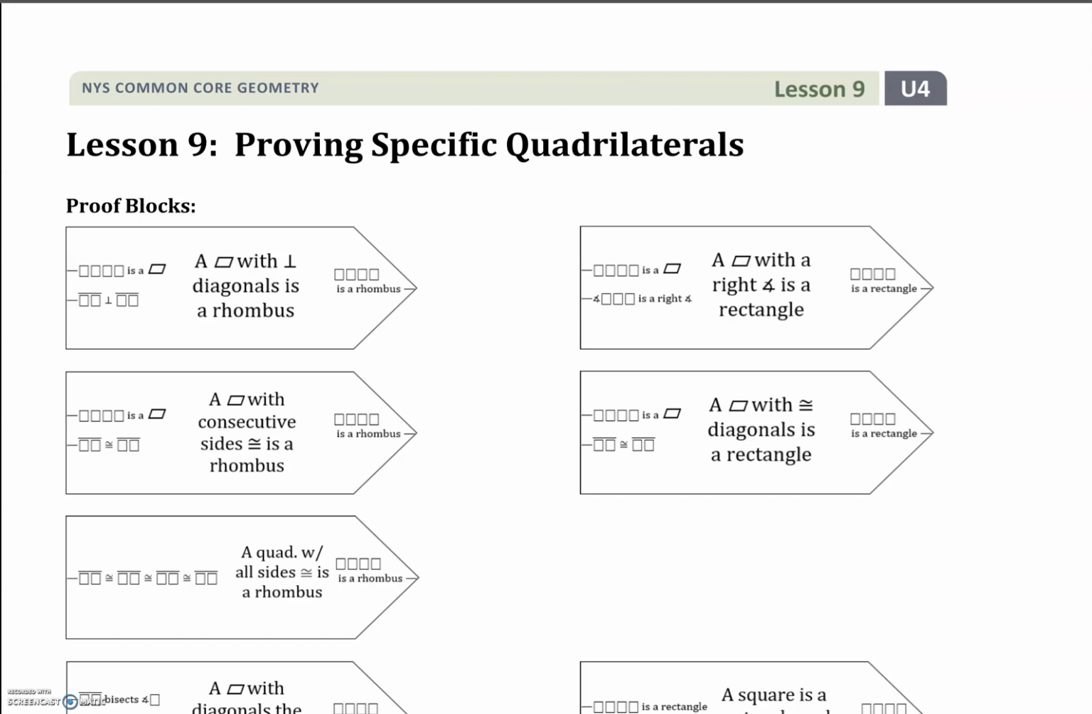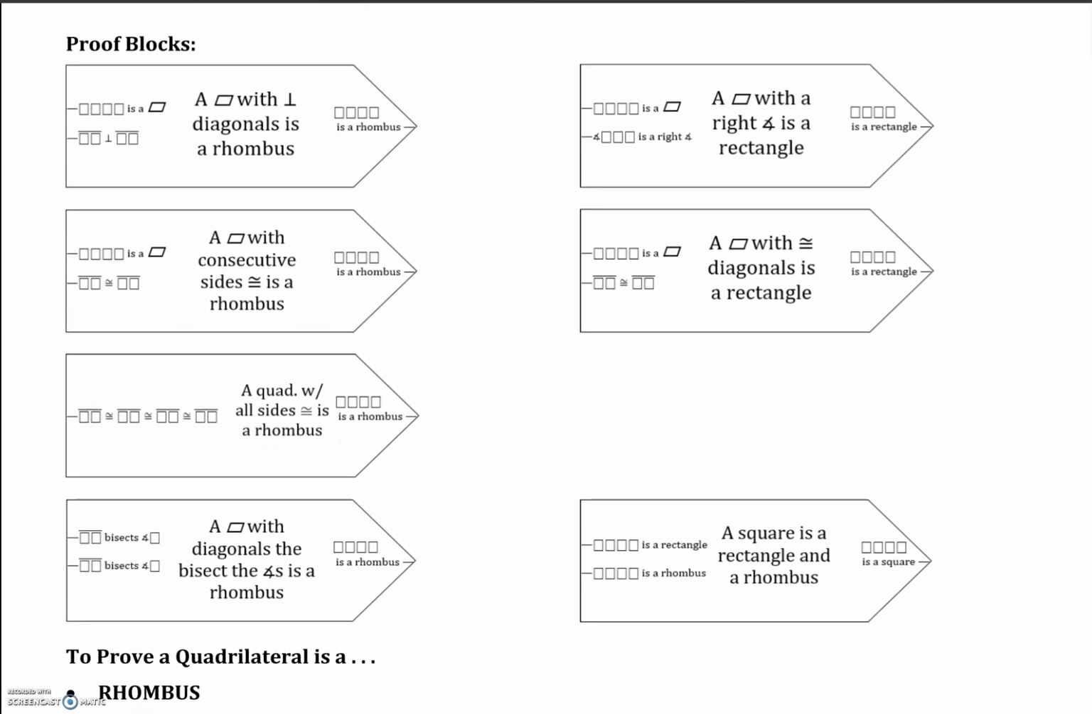We're going to be proving we have specific types of quadrilaterals, for example, rhombus, rectangle, or square. So there are 4 ways to prove that something's a rhombus. You're either going to show it's a parallelogram first, and then show it has a special rhombus property that parallelograms don't ordinarily have, like perpendicular diagonals, consecutive sides congruent, or diagonals that bisect the angles. Or you're going to show all 4 sides are congruent to make it a rhombus.